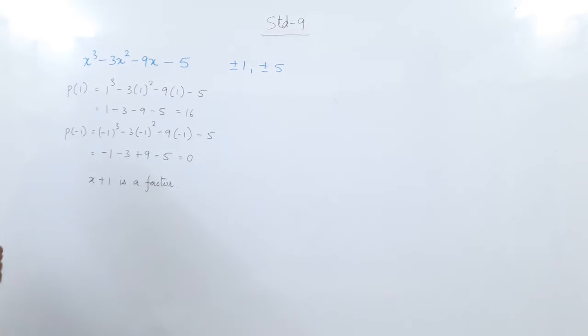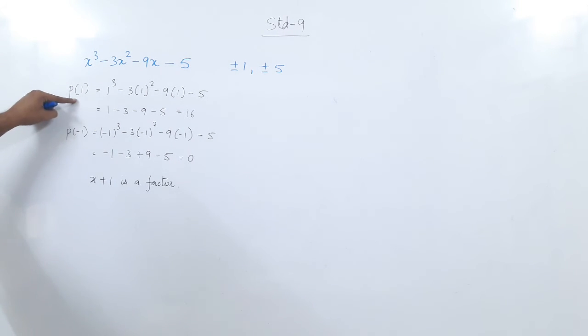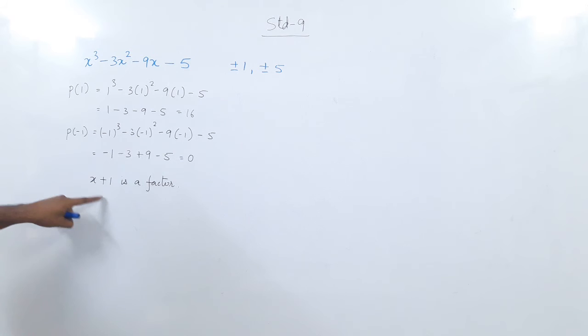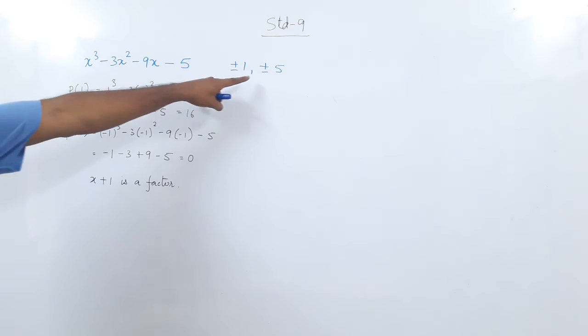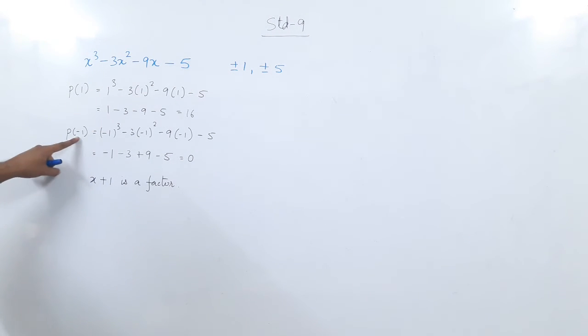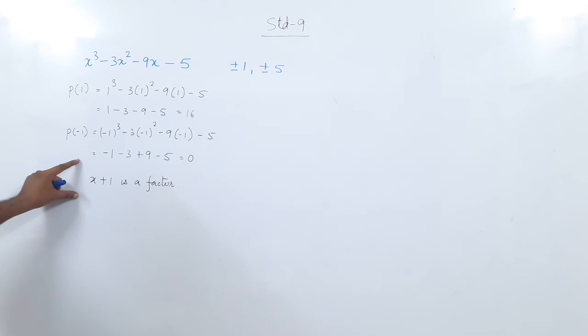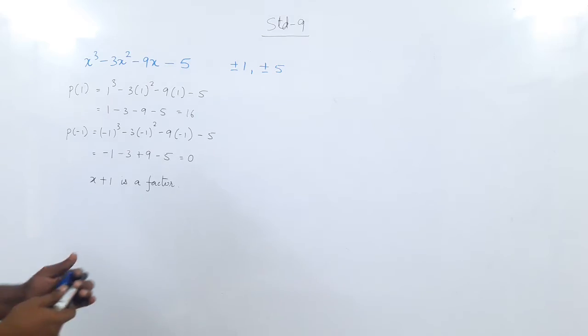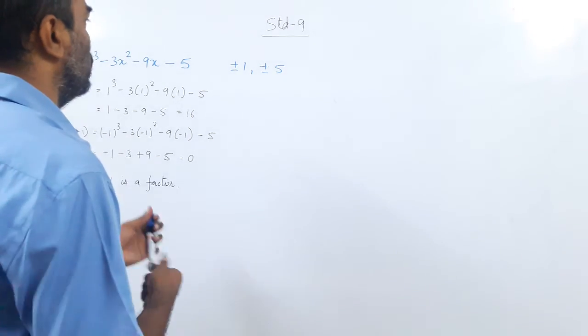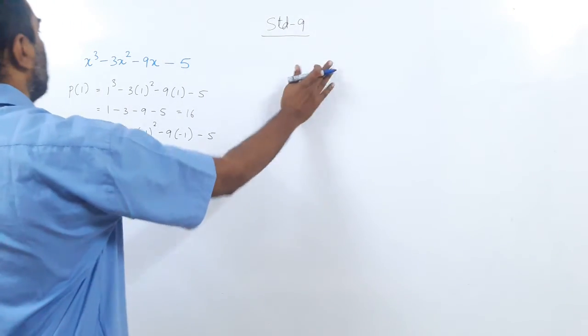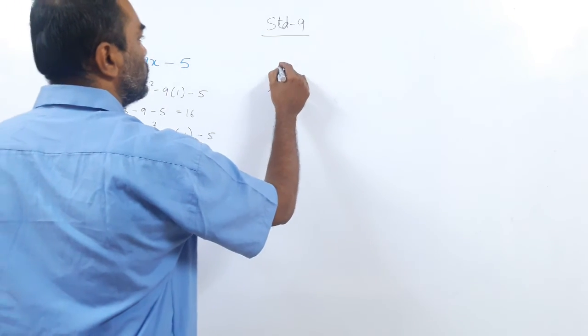Okay? So I tried with 1, I tried with minus 1, and it worked with minus 1. Otherwise I would have to try it with 5 and minus 5. So I tried with minus 1, I got a 0, which means x plus 1 is a factor. That is step number 1. What is step number 2? The division.